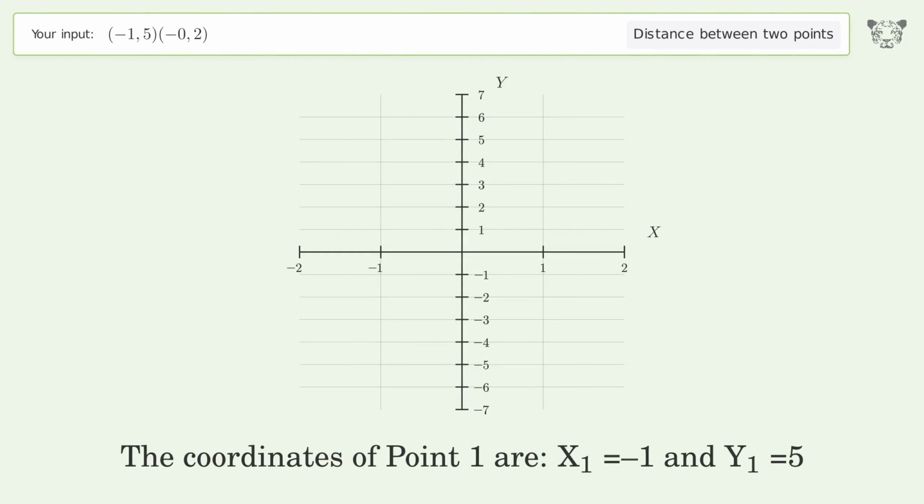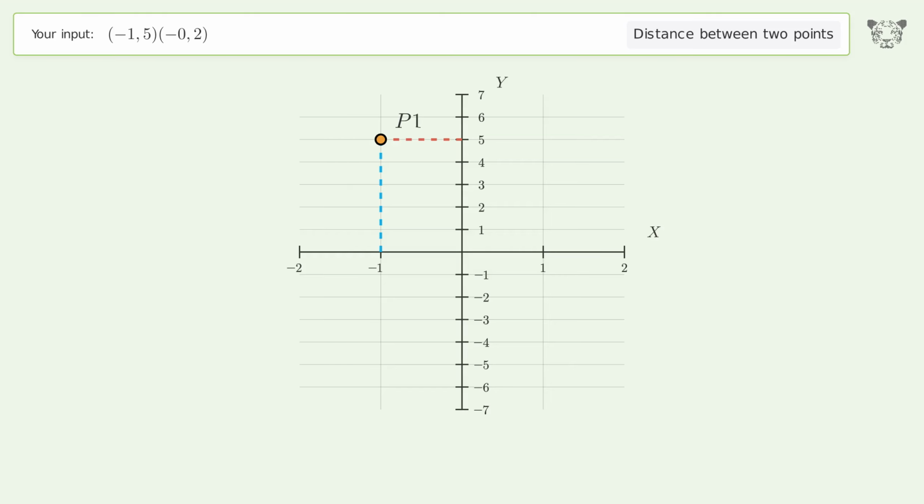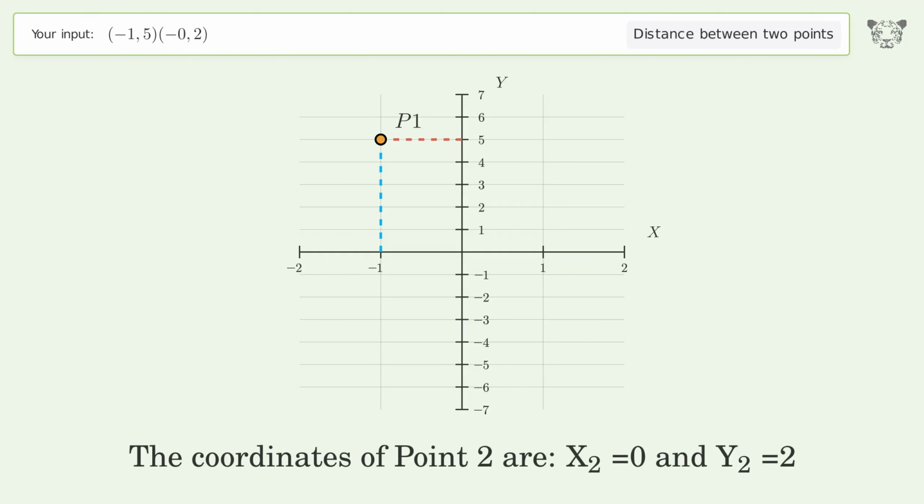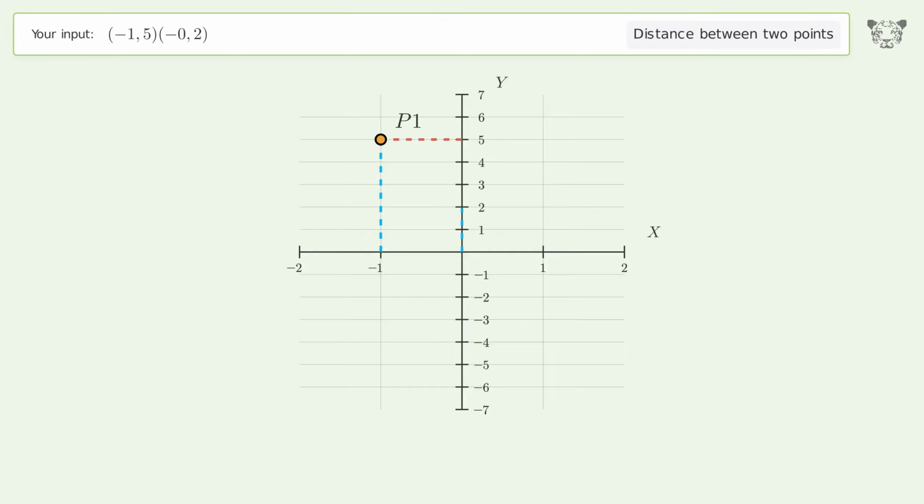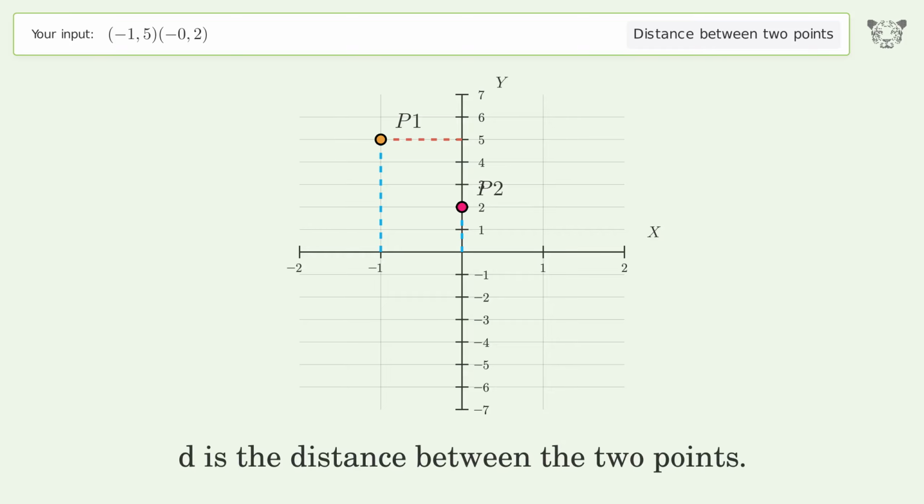The coordinates of point 1 are x1 equals -1 and y1 equals 5. The coordinates of point 2 are x2 equals 0 and y2 equals 2. D is the distance between the 2 points.